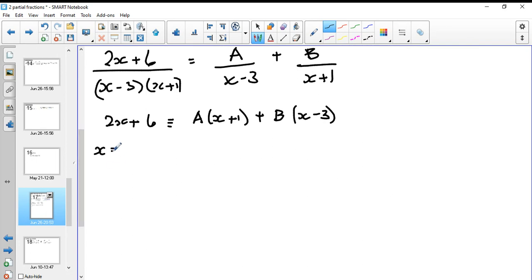If I substitute x equals minus 1 to eliminate the A, minus 2 plus 6 is 4. That goes, and then we're left with minus 4B, which means B is minus 1. And then if I substitute x equals 3 in, 2 times 3 plus 6 is 12. This goes, and we're left with 3 plus 1, which is 4A, which means A is 3.